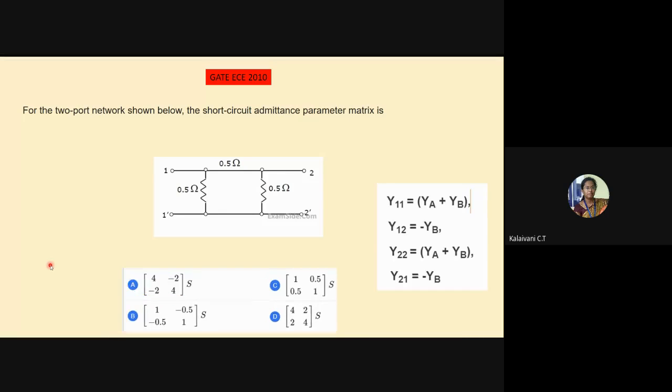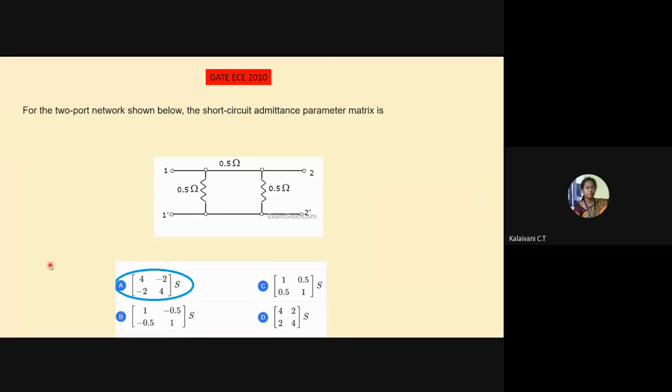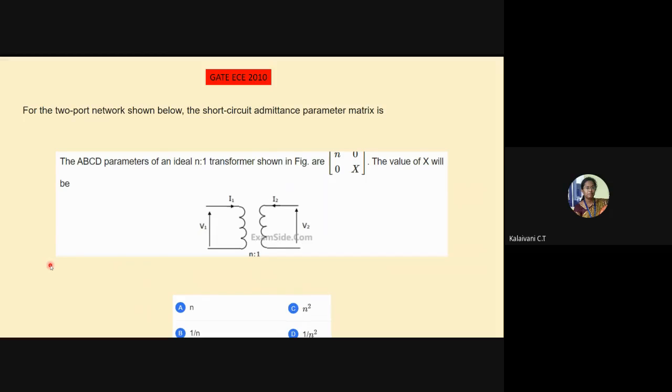So answer will be 1 by 0.5. That will be equal to... so answer is 4 minus 2 minus 2, 4. So formula is same as the previous problem. So next question.